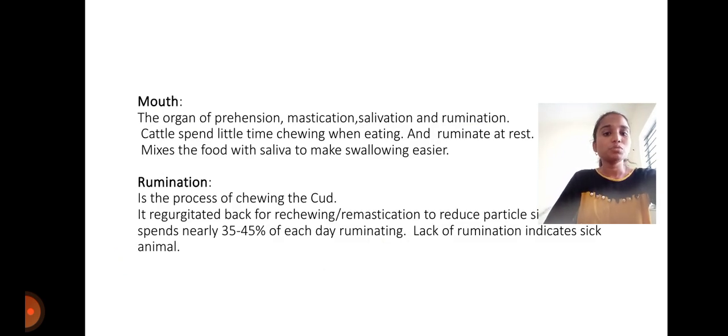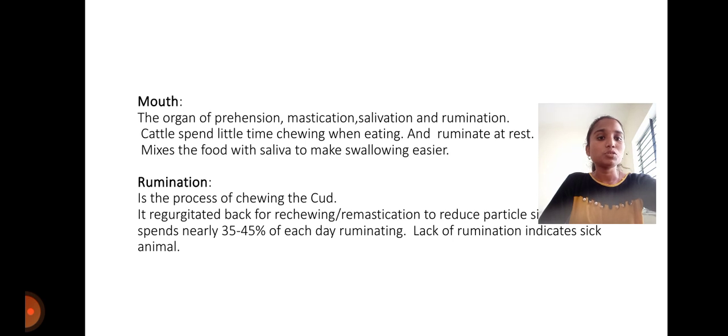Its main function is to mix the food with saliva to make swallowing easier. Next we have rumination. It is the process of chewing the cud. Normally cows spend 35 to 45% of each day ruminating. If they lack rumination, that indicates sickness.